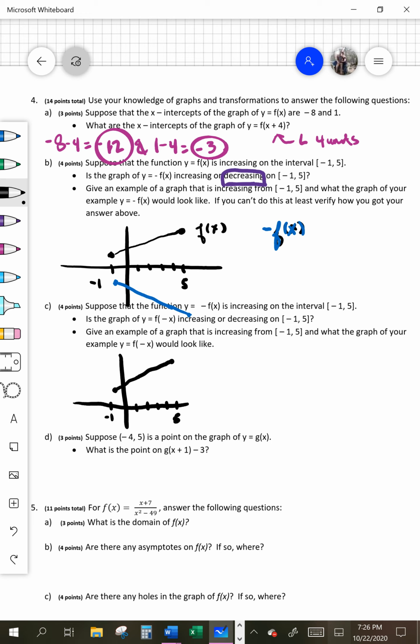Is the graph increasing or decreasing? I messed up copying, pasting. This should have said, maybe it shouldn't have, this should have said -5 to 1. I'll have to think about how we're going to change that grading.